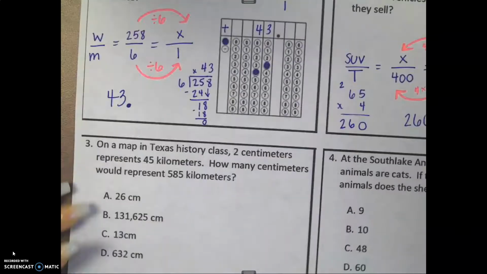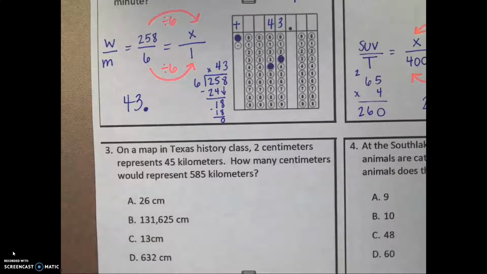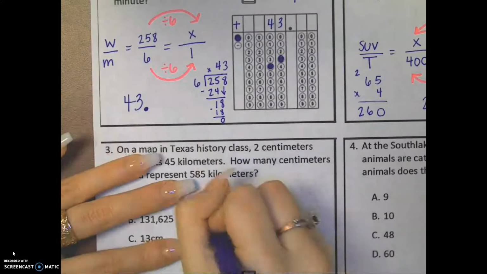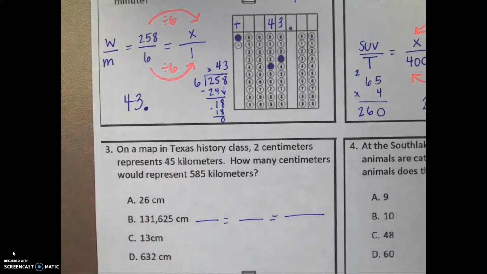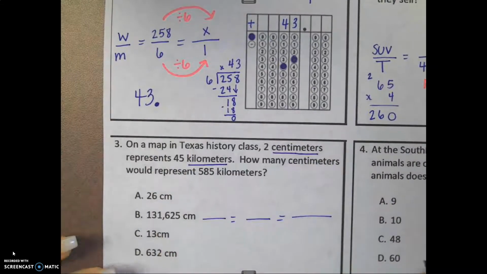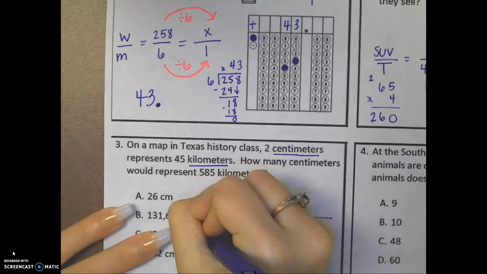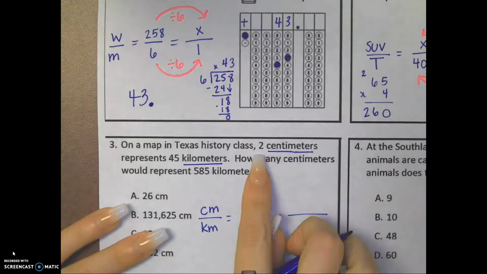Alright, number 3. On a map in Texas history class, 2 centimeters represents 45 kilometers. How many centimeters will represent 585 kilometers? So first thing, they don't give us a percent. We're not looking for a percent, so we do not need a 100 here. So then we look at our units. We have centimeters and we have kilometers. So cm over km.